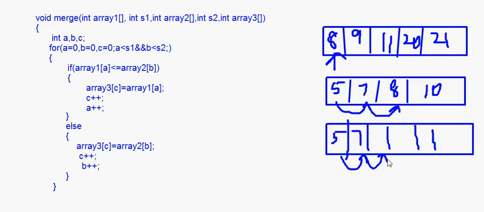and b++, fine. Now when 8 and 8 are compared, this 8 is put first, and this is moved here, this is moved here. 9 is compared with 8. Now this 8 is put, so it goes like this. Understood?